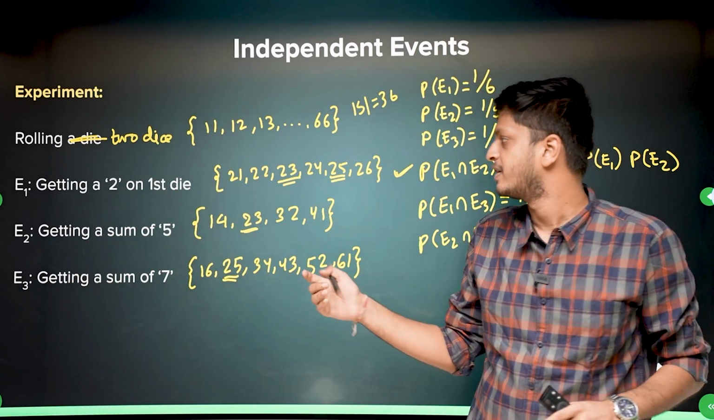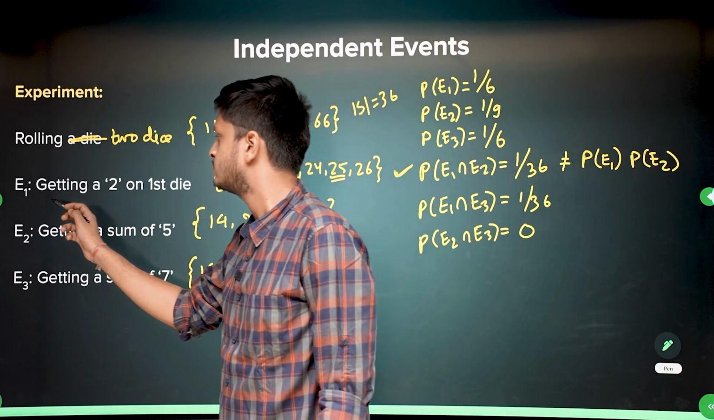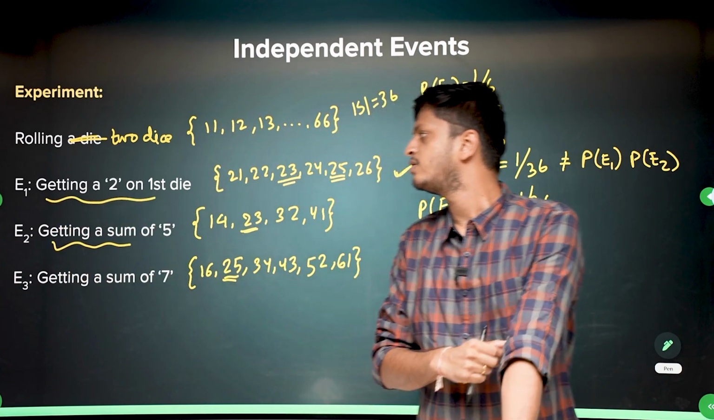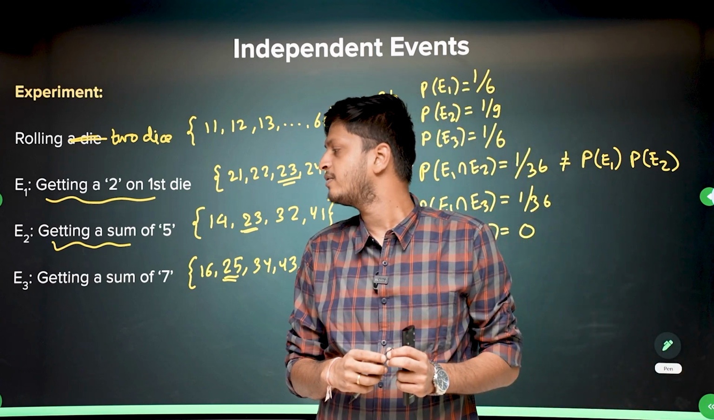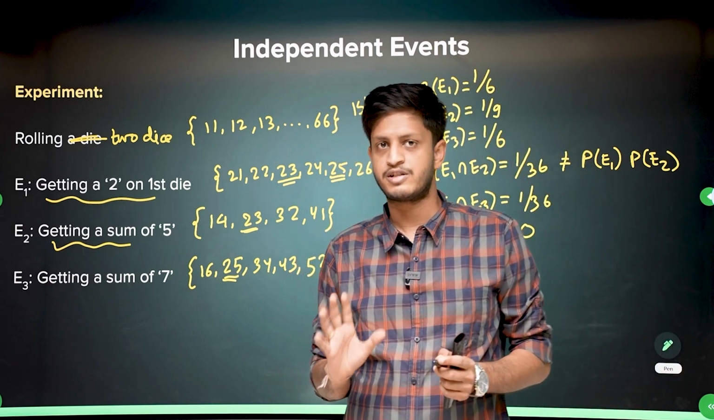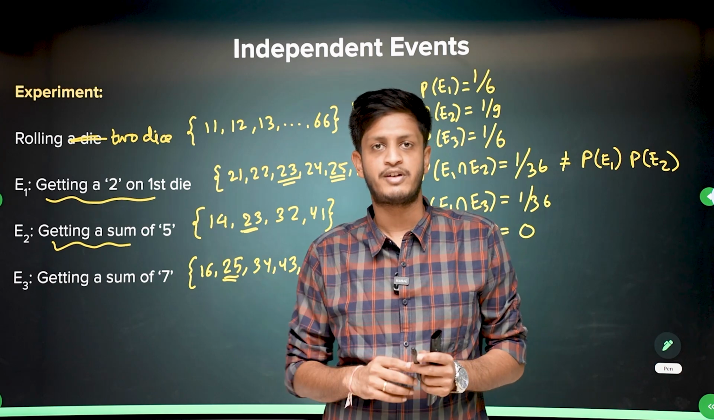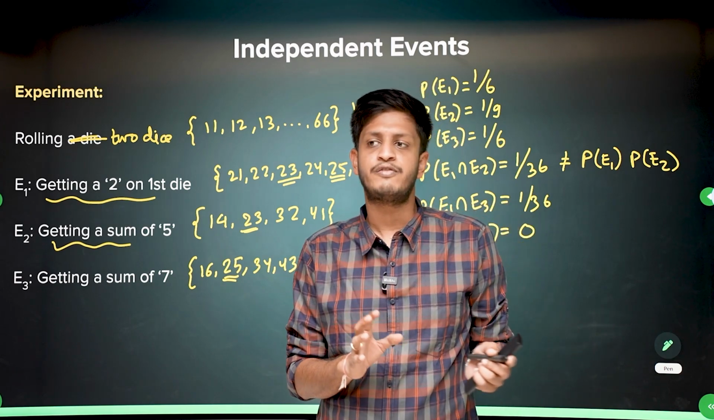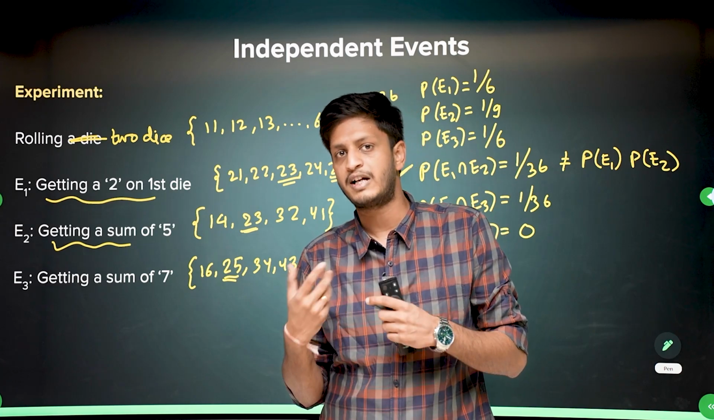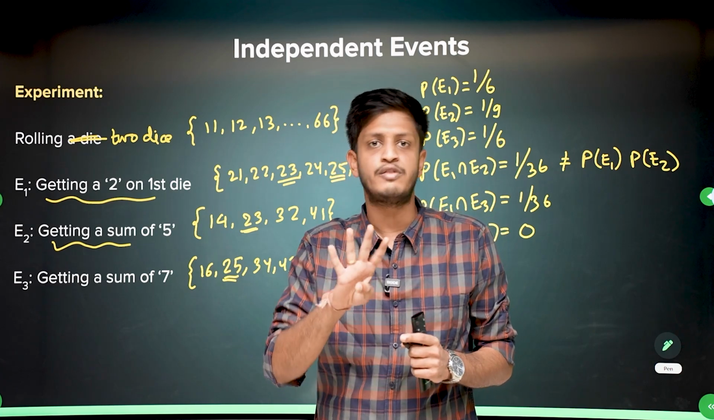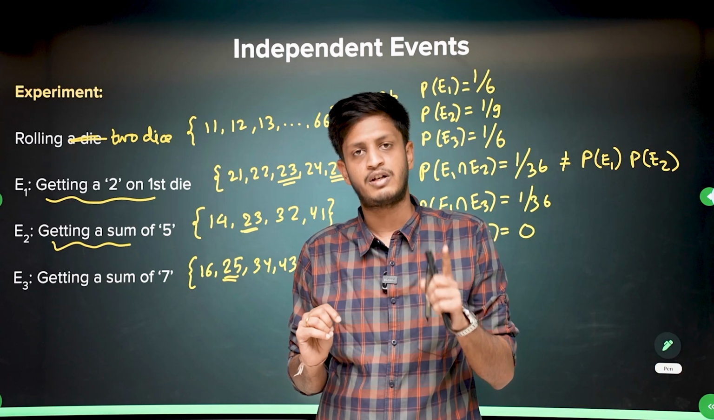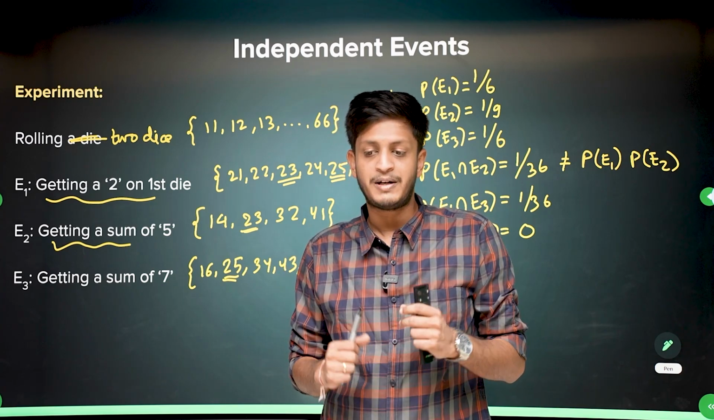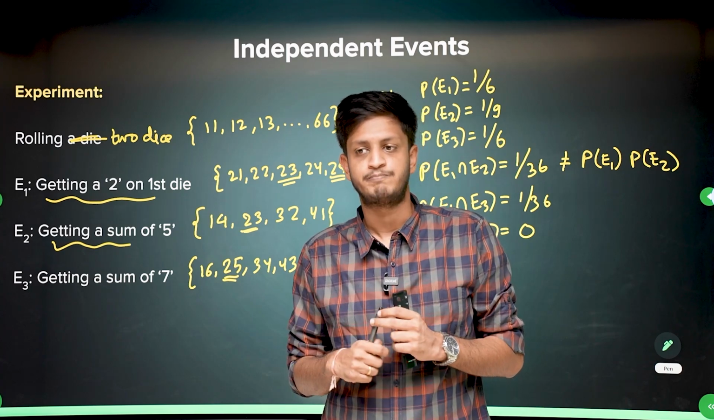And let's see that as well. What is E1, and what is E2? E1 is getting a 2 on the first die. E2 is getting a sum of 5. We know that initially the probability of event E2, getting a sum of 5, is 4 by 36. There are only 4 cases: (1, 4), (2, 3), (3, 2) and (4, 1). So the probability initially was 4 by 36, which is 1 by 9.